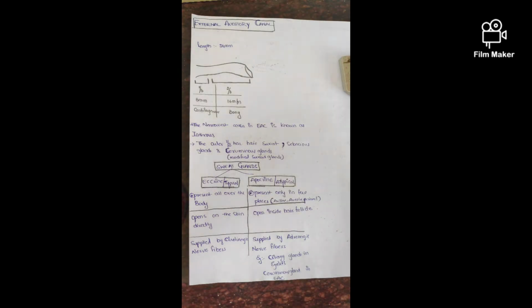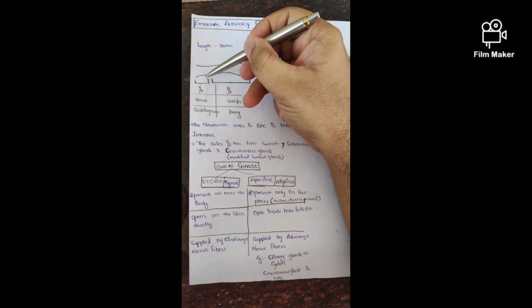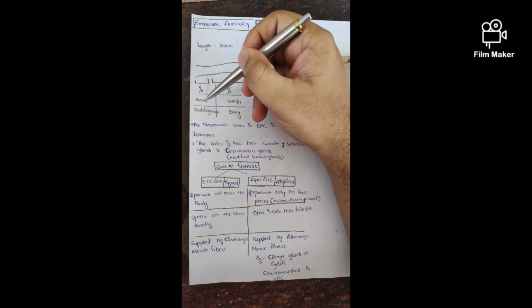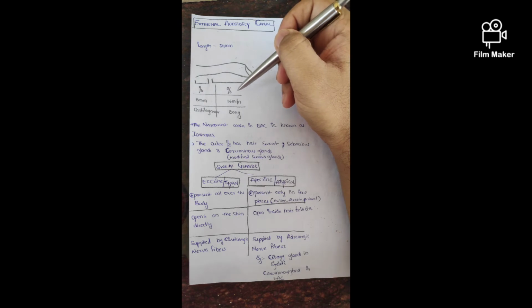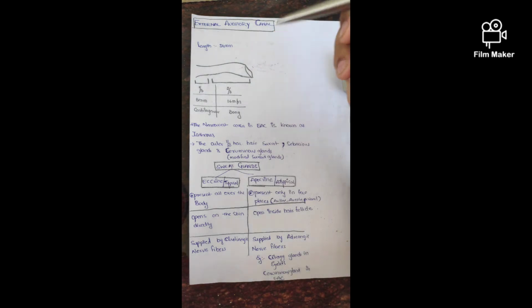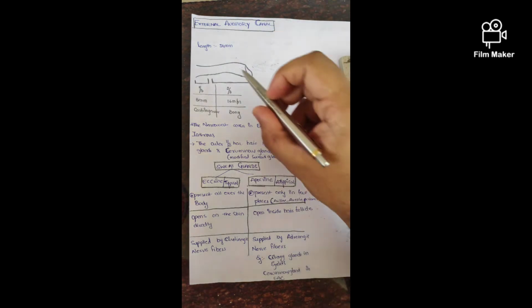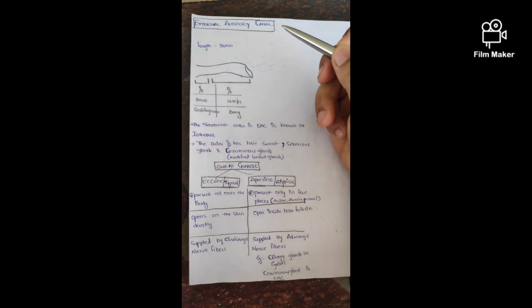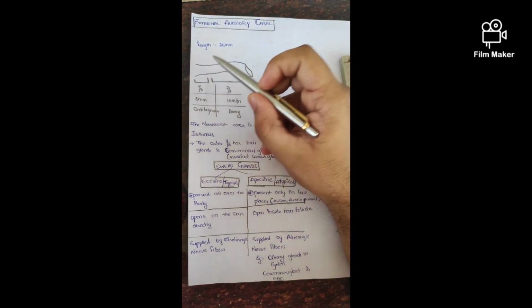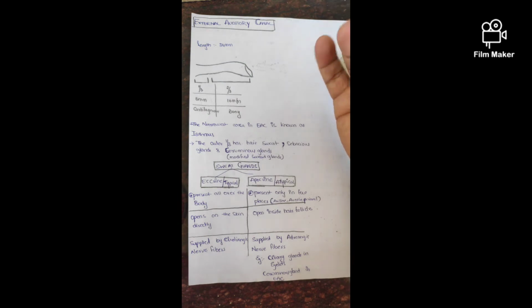Now the second part of the external ear, the external auditory canal. Its length is approximately 24 millimeters. One third, that is 8 mm, is cartilaginous and two thirds is bony. The narrowest area in the EAC is known as the isthmus. The outer one third has hair, sweat glands, sebaceous glands and ceruminous glands. A ceruminous gland is a modified sweat gland.